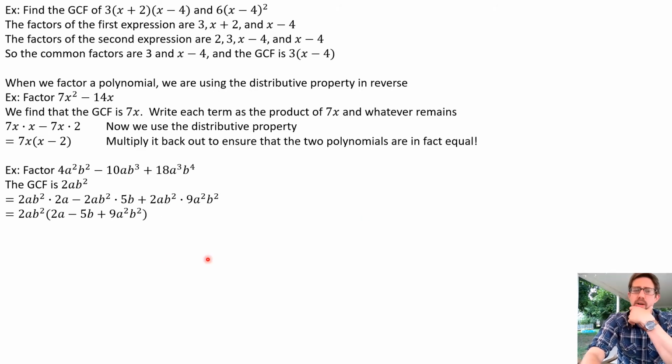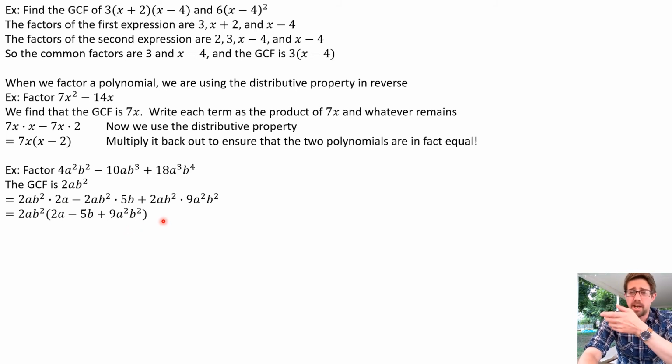Like that. And now we have to be careful because this negative sign stays with the 5b. Right? If you were to multiply this middle term out, you'd have 2ab squared times minus 5b, which would be negative 10ab cubed, which is exactly what you want. Okay, so the whatever remains stuff goes in here. So here's your 2a minus your 5b, and then your 9a squared b squared.